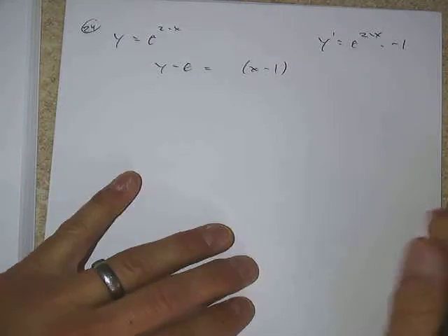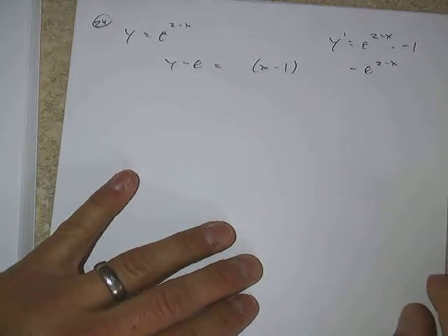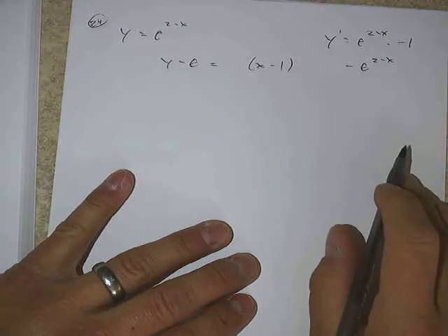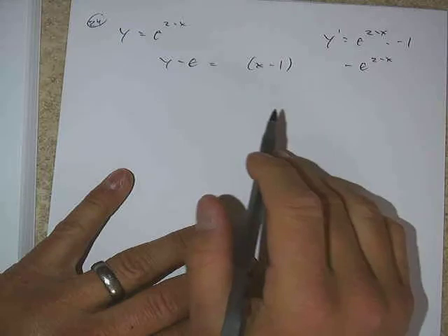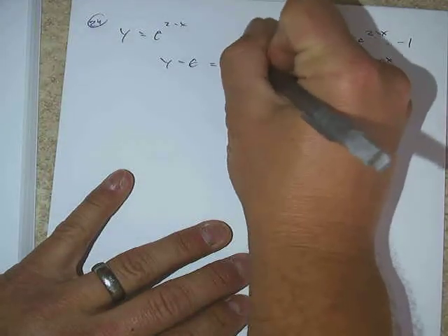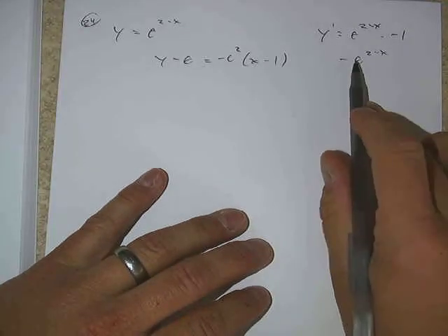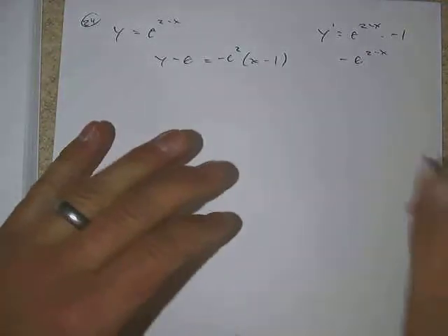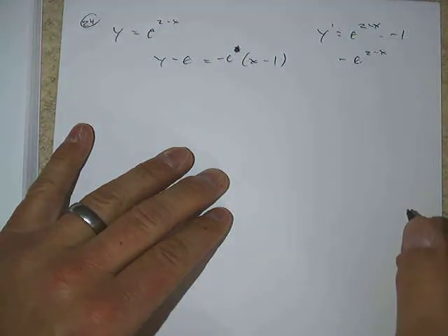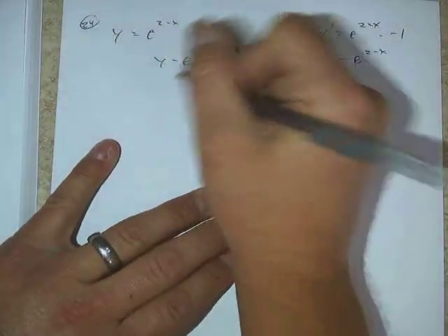So if we are going to write the equation for it, we know that it's going to be y minus e equals m times (x minus 1), because it goes through the point (1, e). And so ultimately we need to know the derivative, because that's going to give us our slope. So the derivative here is going to be itself times the derivative of the argument. So it would be negative e to the 2 minus x. Again, the derivative of 2 minus x would be negative 1. So at the point (1, e), if I put a 1 in here, I'm going to get negative e squared.